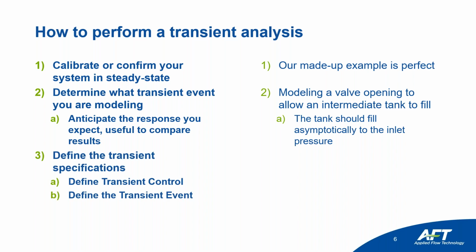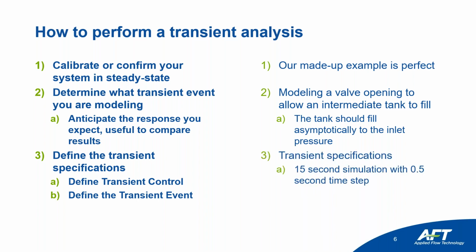Once we've calibrated our system and we know what kind of event we're trying to model and how that event is going to react in our system, we can define the transient specifications. So these are the steps that we've already taken in our model. In our case, we have a 15-second simulation with a half-second time step, and we're going to look at an instant valve opening. Instant in this case, I'm just saying that the valve is closed in one time step, and in the very next time step, it's fully open. We're not trying to consider how the valve gradually opens or gradually closes. I just want a binary change from closed to open.